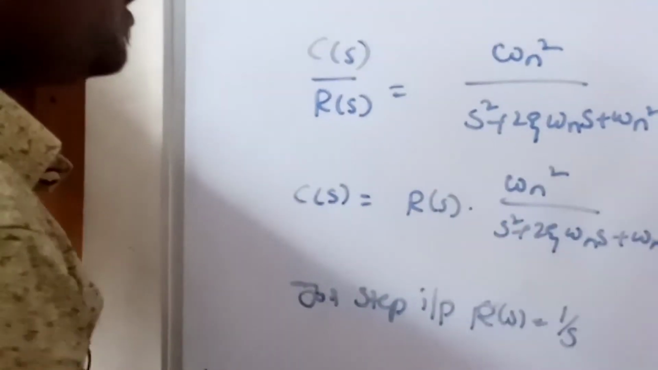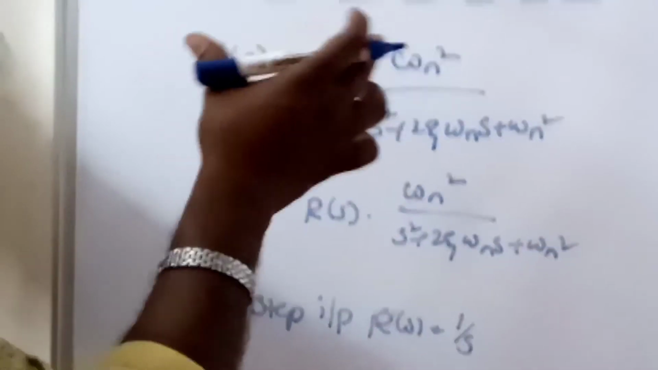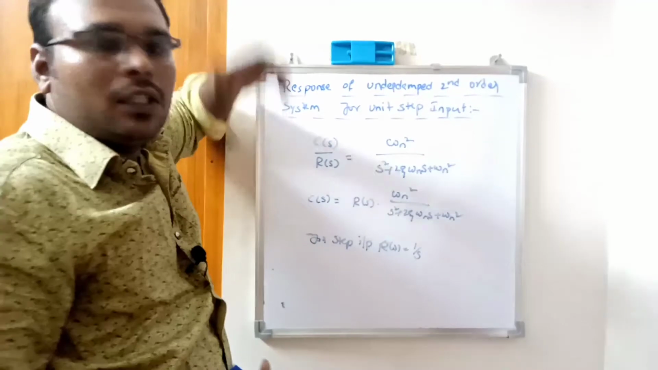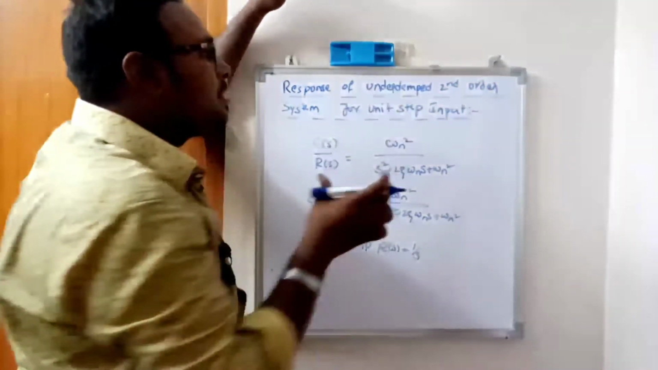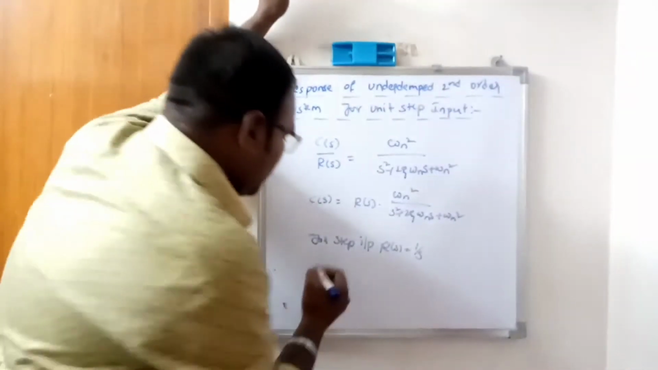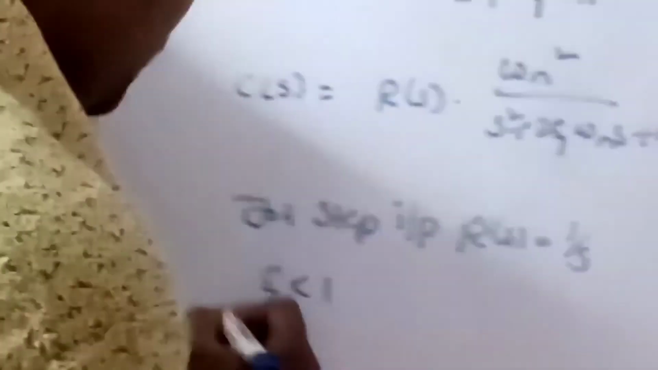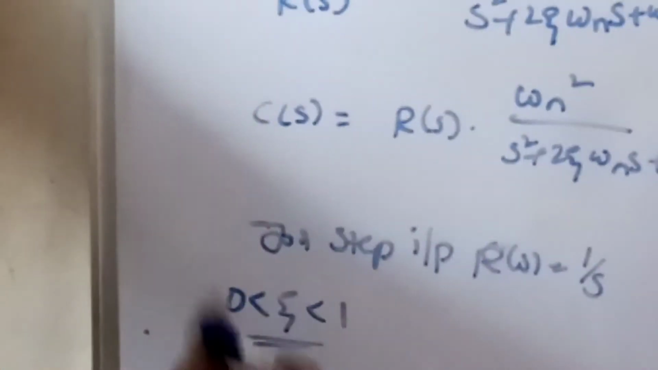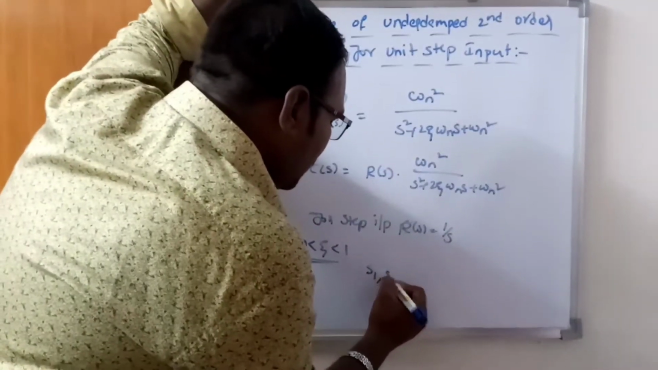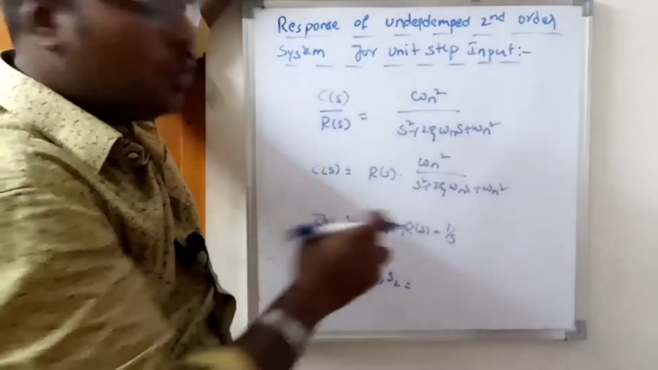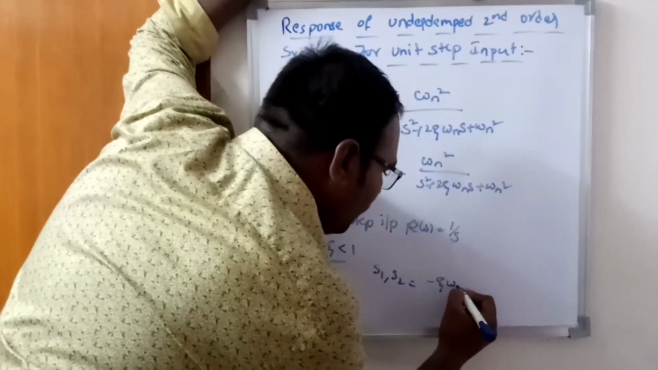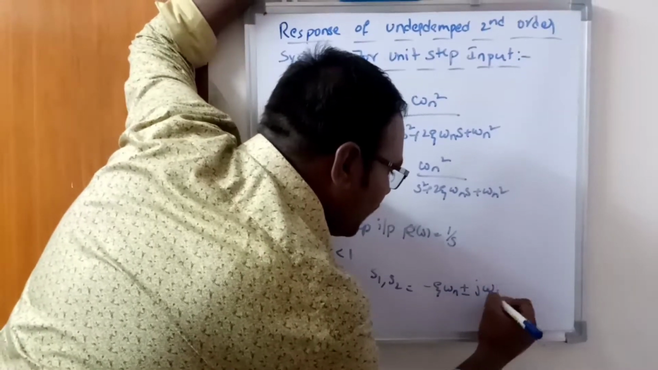Here the response is for the under damped system. There are four cases based upon the damping ratio. For the under damped system, the damping ratio zeta is less than 1, so 0 is less than zeta is less than 1. This is the condition we take for the under damped system. What are the roots here? s1 and s2 are the two roots, because the order of the system is 2. The roots are minus zeta omega n plus or minus j omega d.